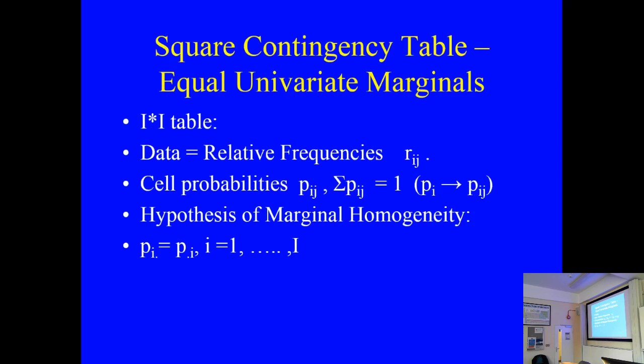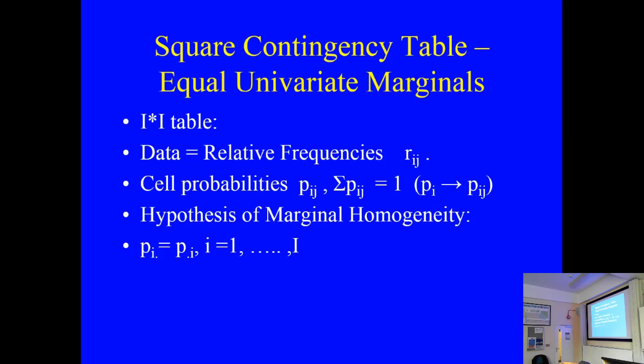So consider a square contingency table with equal univariate marginals. It's an I by I table, with relative frequency Rij. We get cell probabilities, where again a double subscripting notation is appropriate. So Pij are the cell probabilities, and they add up to 1. The hypothesis of marginal homogeneity is that Pi dot is equal to P dot i for all values i.